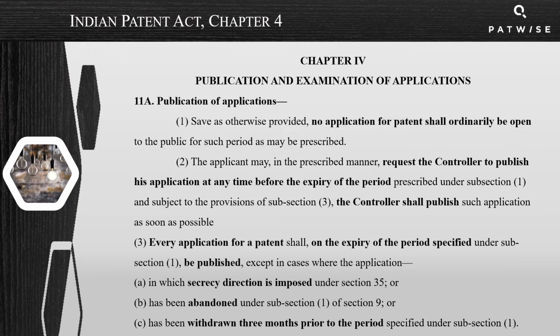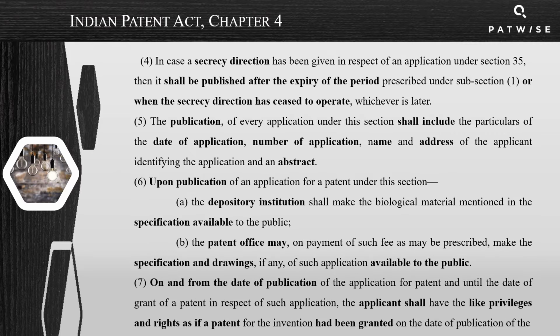So, the most important concept of this is that an 18-month period automatic publication happens. An applicant can request an early publication as well. Those applications which are under secrecy direction or abandoned or withdrawn 3 months before the 18-month period do not get published. According to subsection 4 of section 11A, in case of a secrecy direction that is directed to a patent application, this subsection says that the application can be published only after the controller removes such a patent from the secrecy direction.